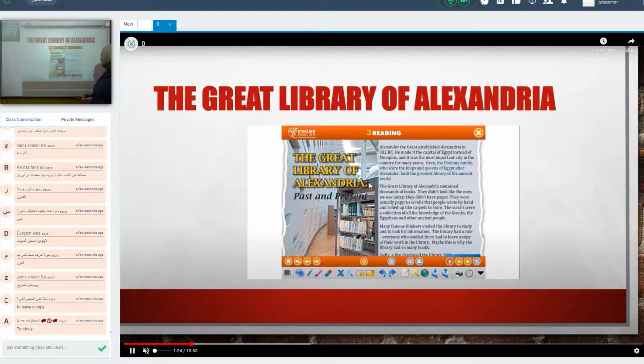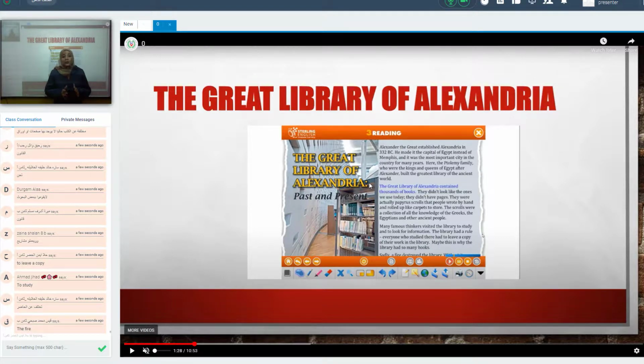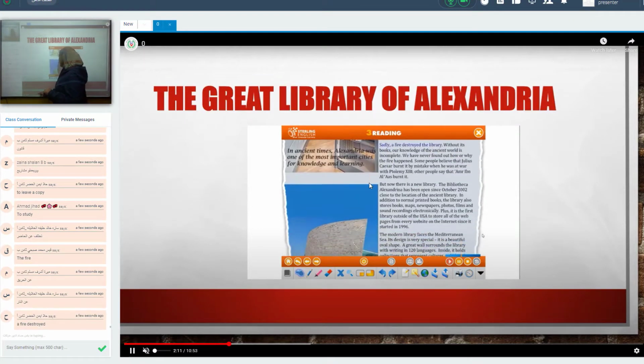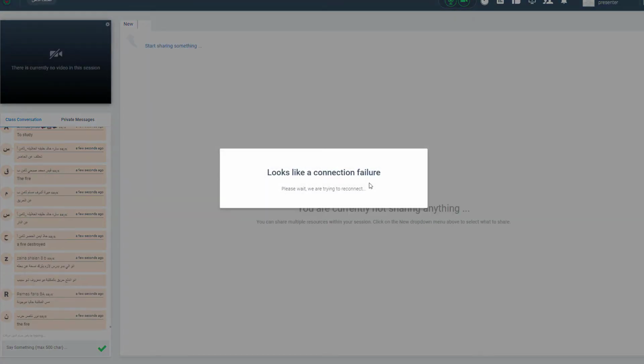So first, second, third, and the fourth paragraph we talk about how the fire destroyed the library, and no one knows the reason why and how the fire burned. Who is responsible for the fire? We said we don't know who is responsible for the fire.